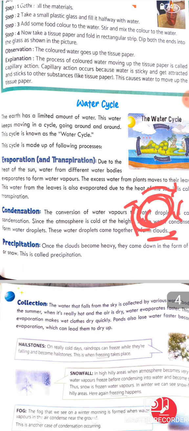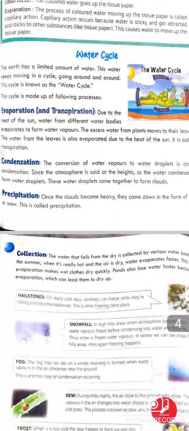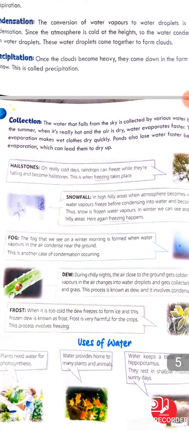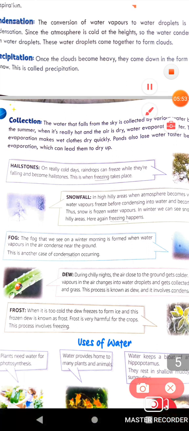Now we continue to our next topic, that is hailstone. First I will read it, listen carefully, then try to understand it. Hailstone. On really cold days, raindrops freeze while they are falling and become hailstones. This is when freezing takes place.